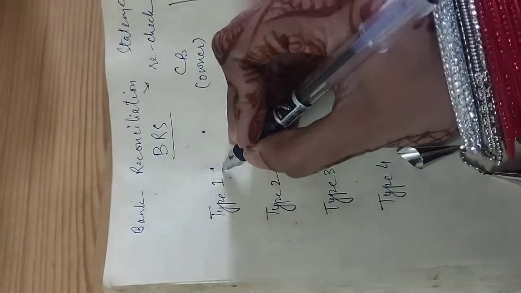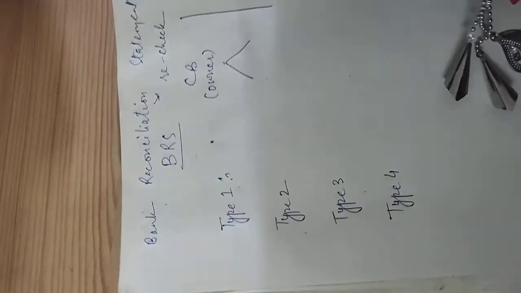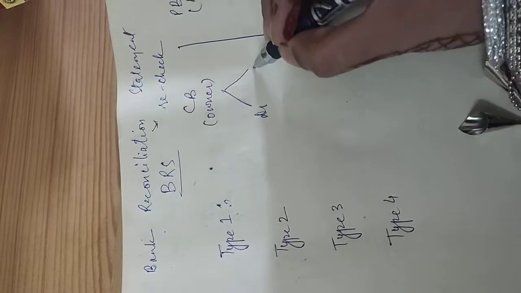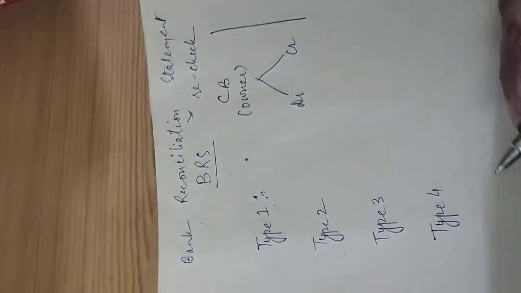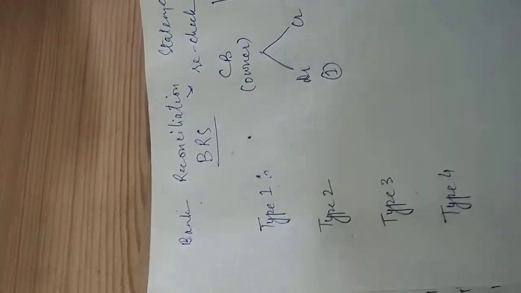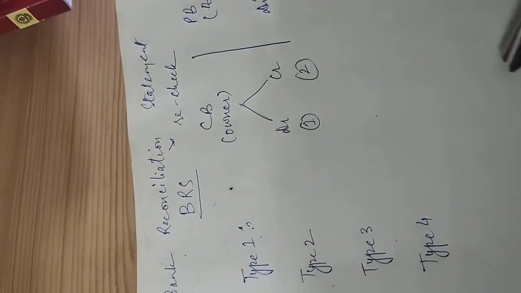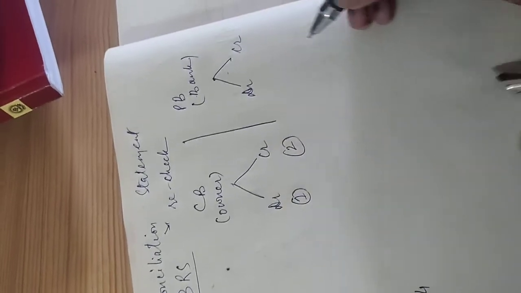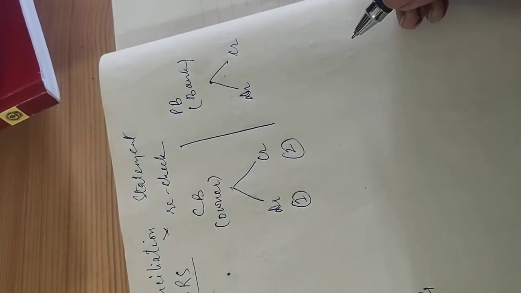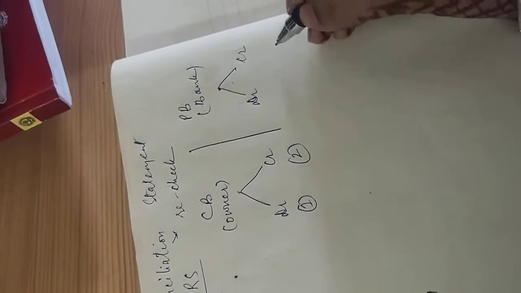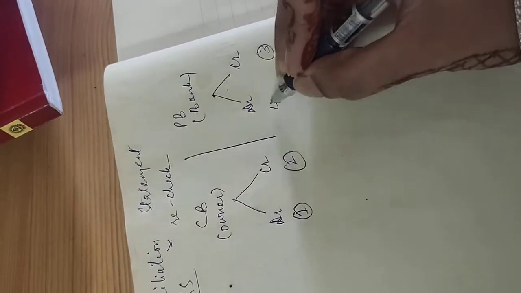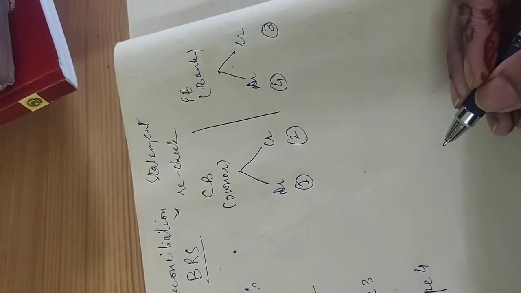So for the first type, there are actually debit side of cash book, credit side of cash book. This becomes type 1, right? And this becomes type 2. Same ways, we have debit side of passbook and credit side of passbook, right? And therefore this is type 3 and this is type 4, right?